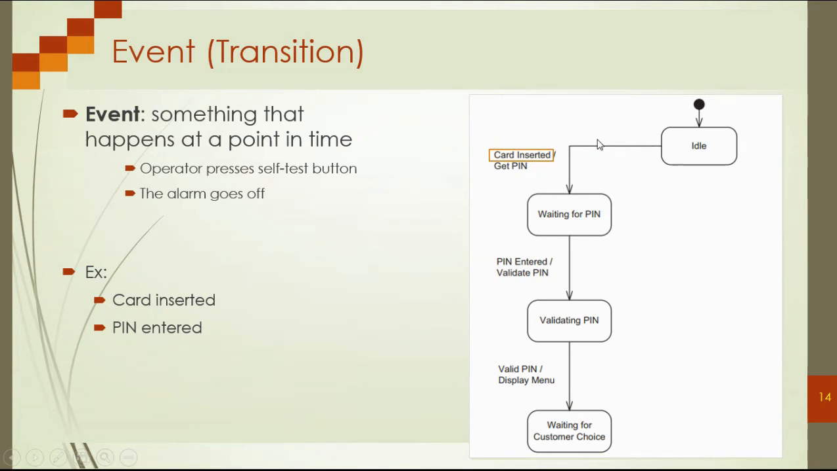So these events cause the transition from one state to another state. So here we say the event or the transition transfers from one state to another state, and the transition is drawn as an arrow. So once the transition is taken, the source state is moved from one state to another state.